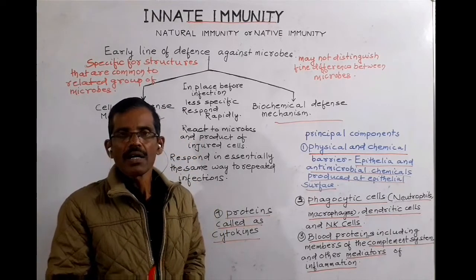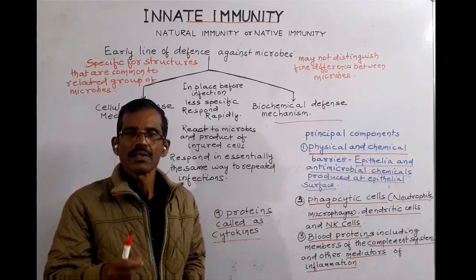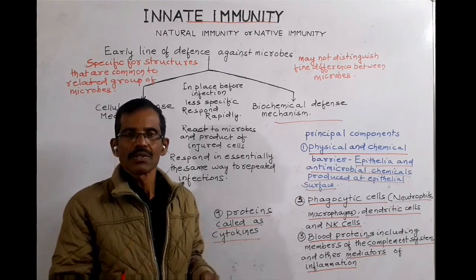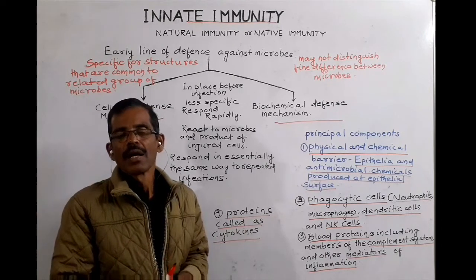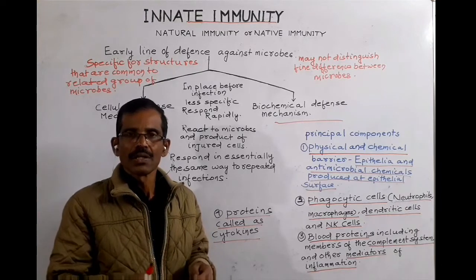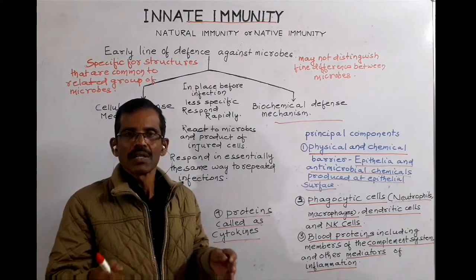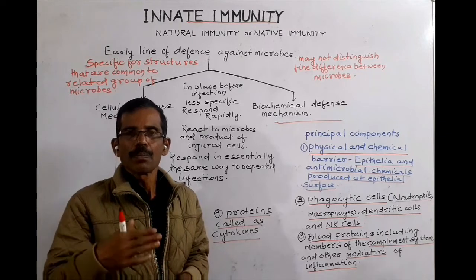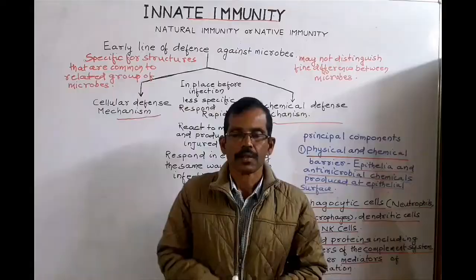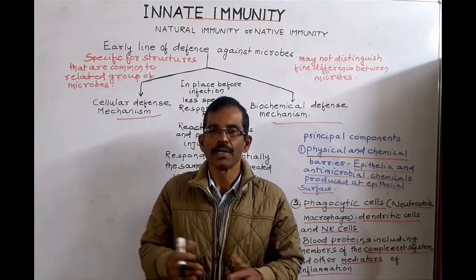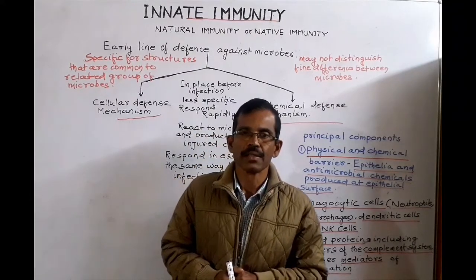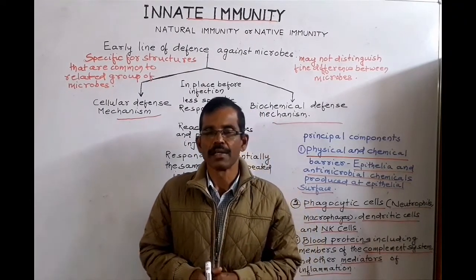Already you know that epithelium is a tissue that lies in various systems like the respiratory system, digestive system, and also the genitourinary system. In addition to this, there is also skin epithelium. The epithelia prevent the entry of pathogens into the underlying tissue. The cellular components of innate immunity are neutrophils, macrophages, dendritic cells, and natural killer cells.